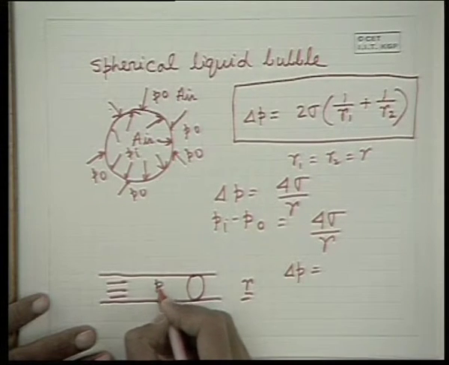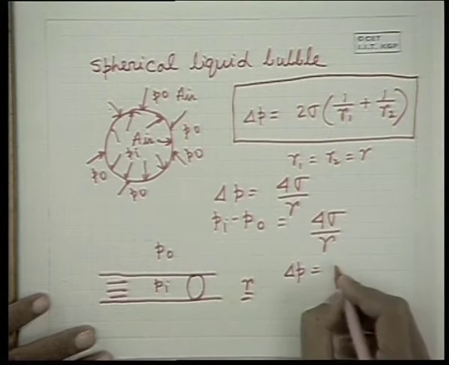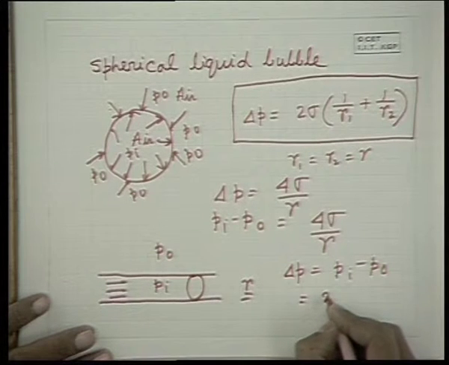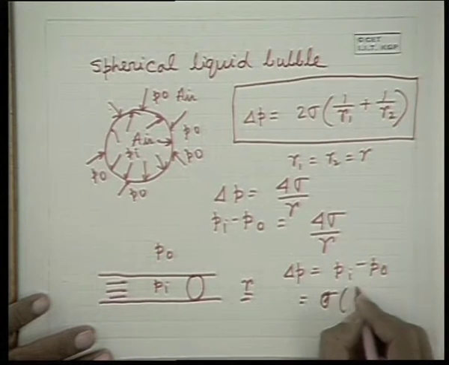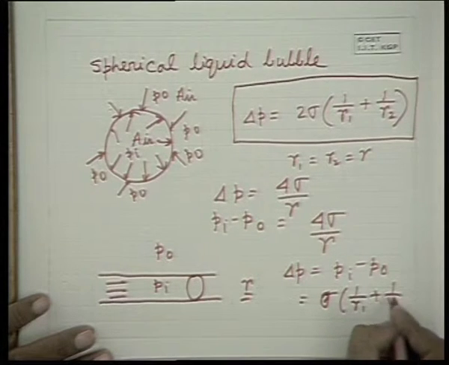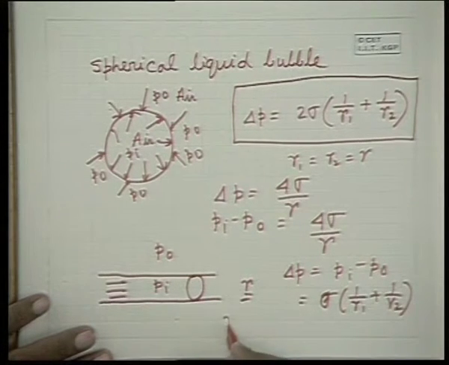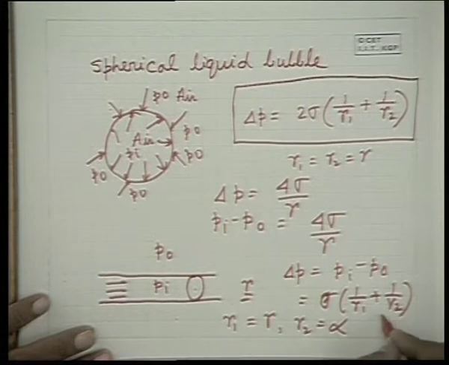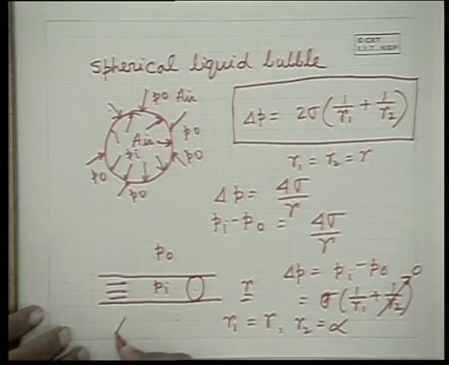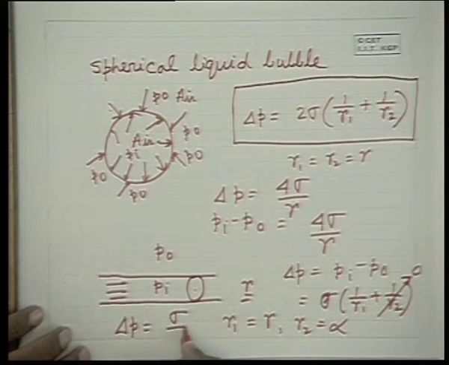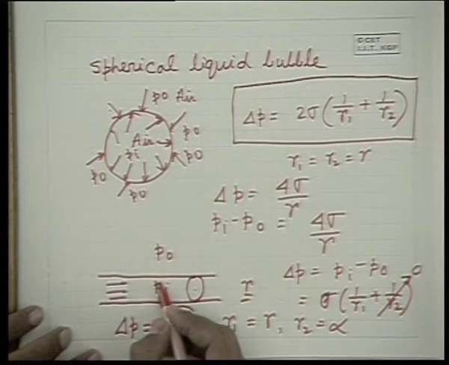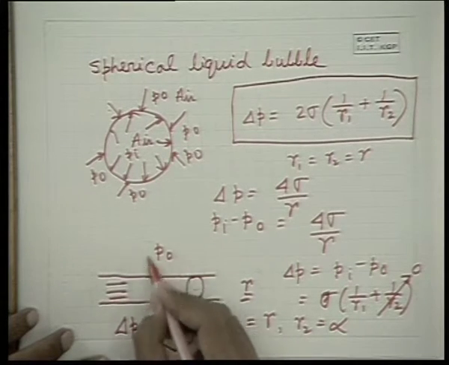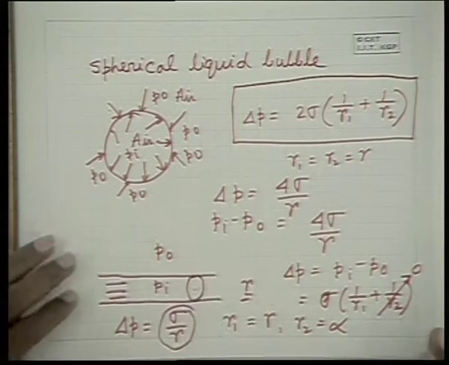So, if the internal pressure is Pi and the outside ambient pressure is P0, then Pi minus P0 will be what? It is sigma into 1 by R1 plus 1 by R2. You will use this formula where R1 is equal to R and R2 is equal to infinity. Very good. So, this becomes 0. So, delta P simply becomes equal to sigma by R. This is the value by which the internal pressure in a straight liquid jet is more than that of the outside ambient pressure.